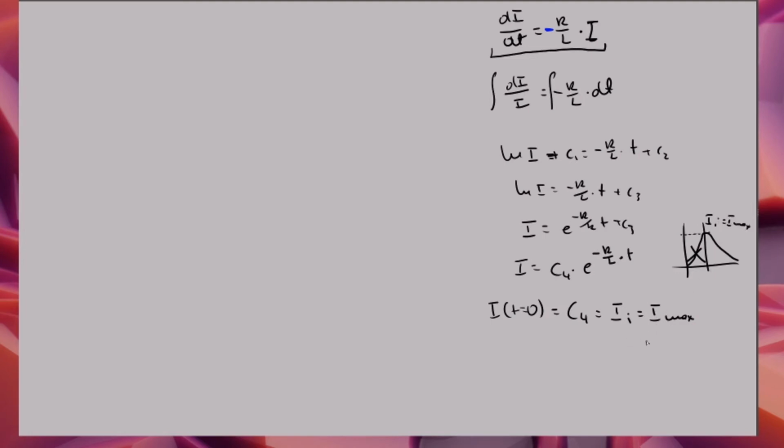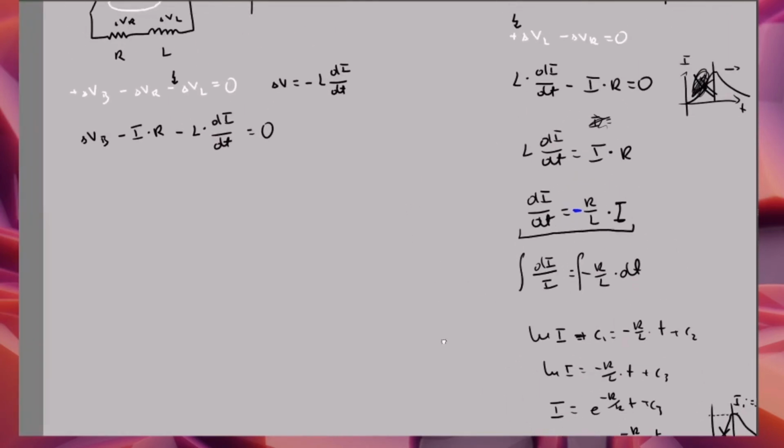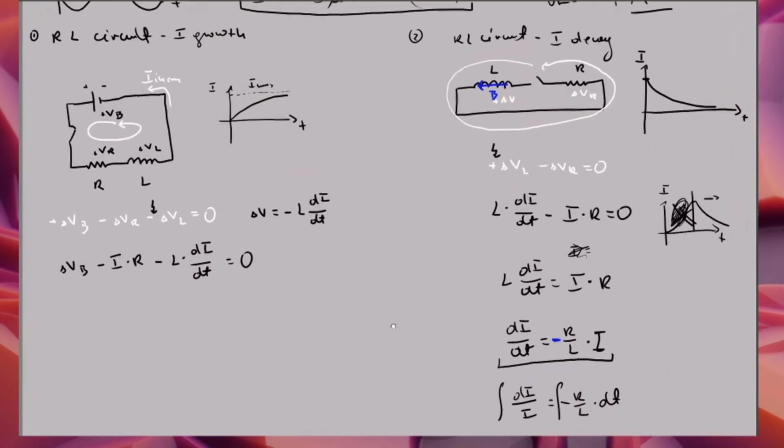And so now I have my expression for the current here. That's just I as a function of time equals I max times e to the minus R over L times t. And that will do. So we have this circuit. Now let's go back to the other circuit.